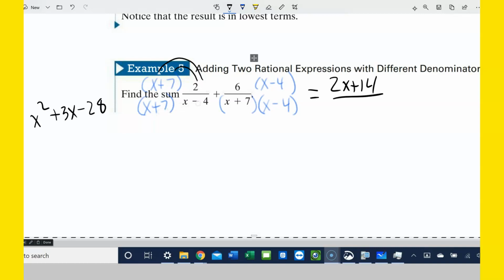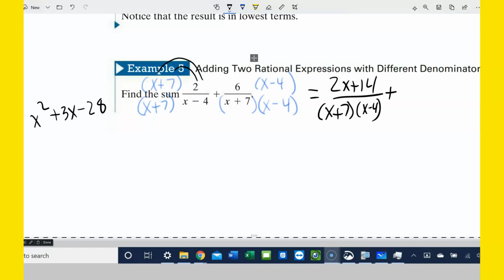The reason I don't have to distribute on bottom is because I'm not going to be combining any like terms on bottom anyway. So I can just leave the bottom as it is, undistributed. Just leave it like that. That's what I would recommend to you. Again, if you did distribute, there's nothing wrong with that. It's just doing extra work that is not necessary.